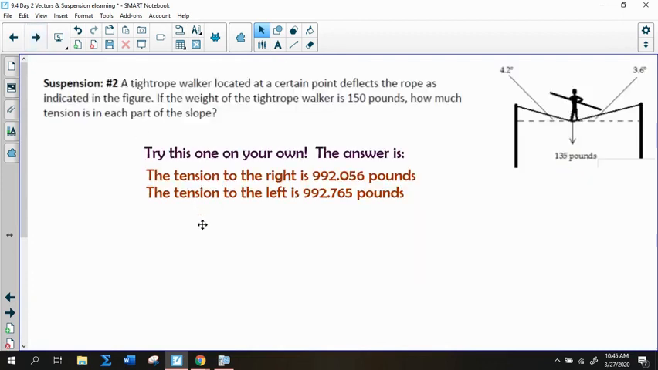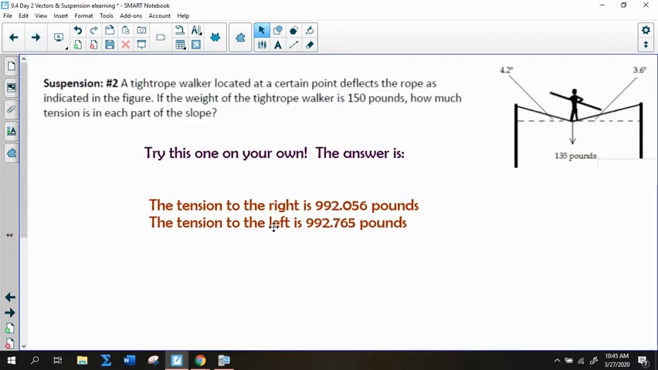And then there's one more problem that you can try. I have given you the answers. They're almost identical to each other. I want you to give it a go.